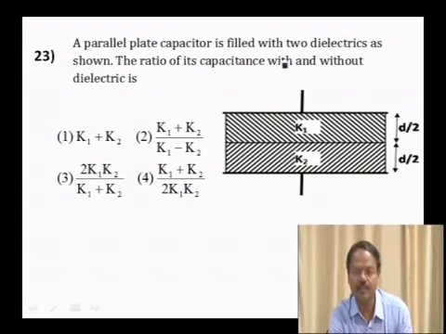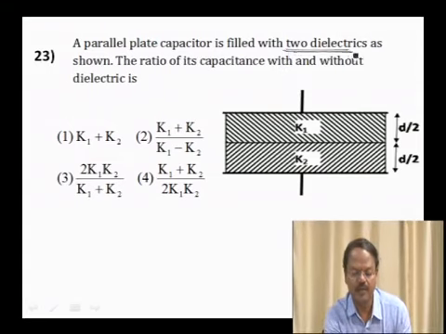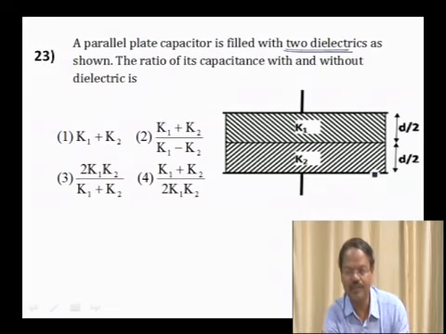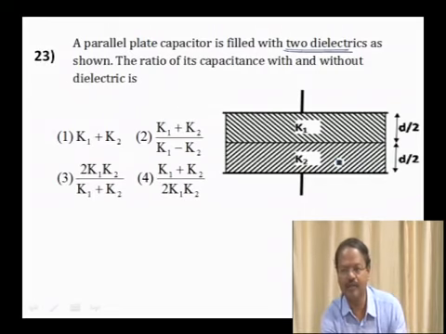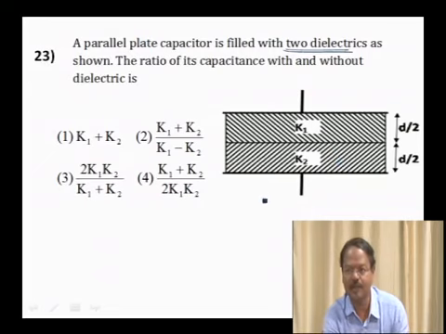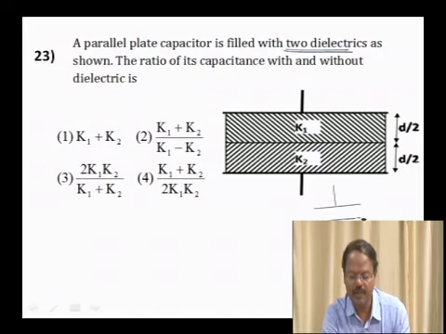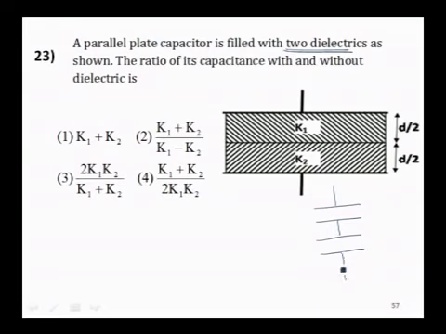A parallel plate capacitor is filled with two dielectrics as shown. Ratio of its capacitance with and without dielectric. So, here I will just mention what is the normal method, and I will show you that you can get it by shortcut. So, the normal method is, this should be taken as two capacitors in series. This has D by 2, this has D by 2, this has K1, this has K2, is equivalent to one single capacitor with a distance D and some K effective value.